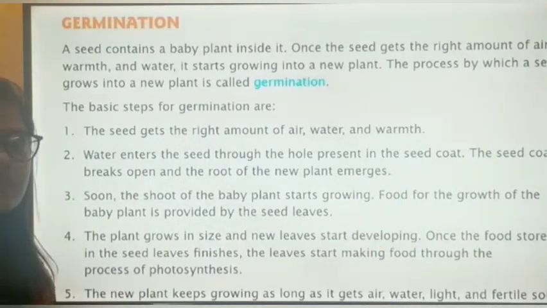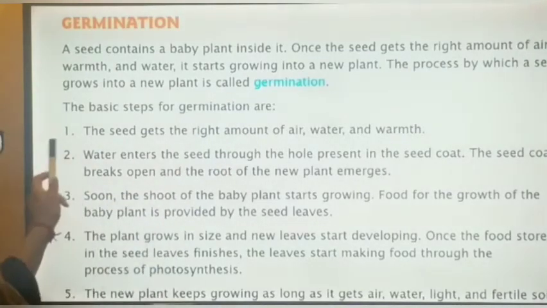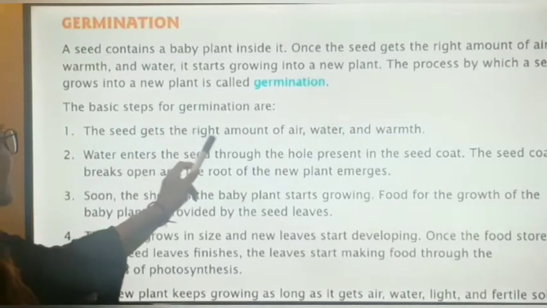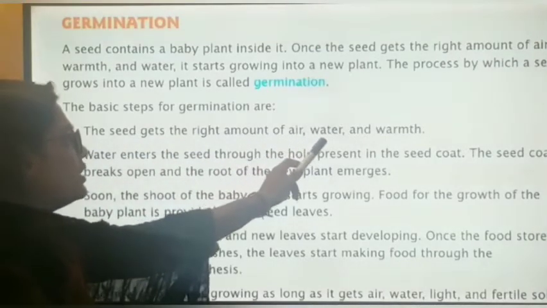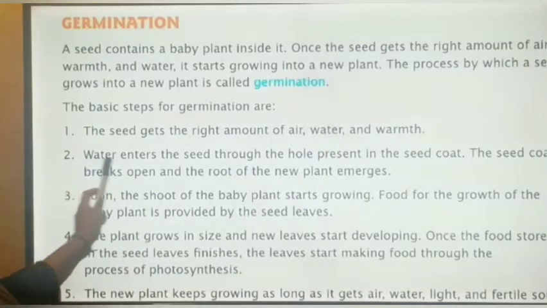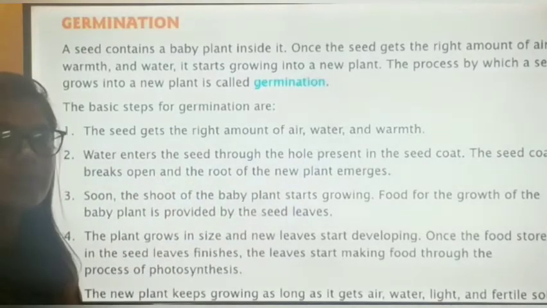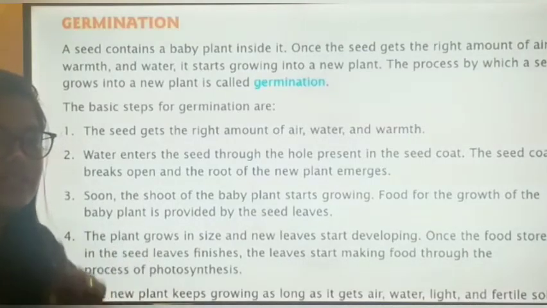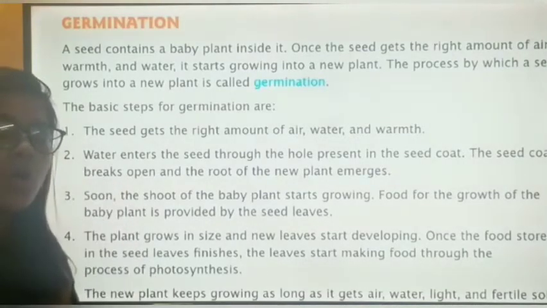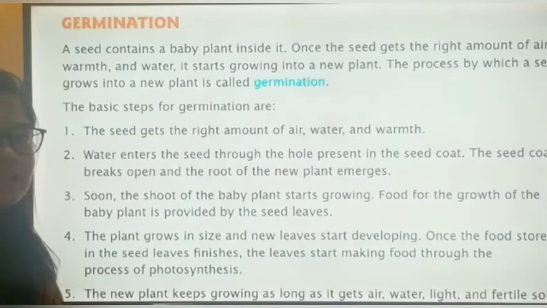So different steps are given for germination. Those steps we are going to see one by one. So the first thing, what happens? The basic steps for germination are: number 1, the seed gets the right amount of air, water and warmth. Then secondly, water enters the seed through the hole present in the seed coat. In the structure of the seed, we have seen the seed coat contains a hole. From that hole, the water will enter inside the seed.